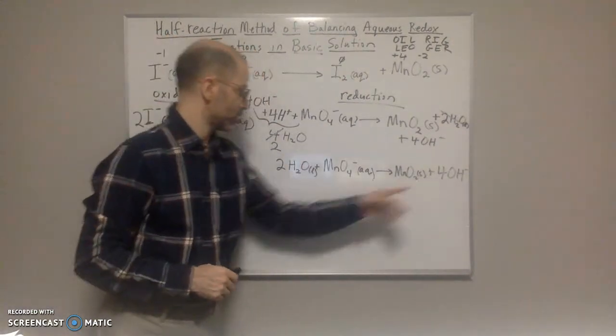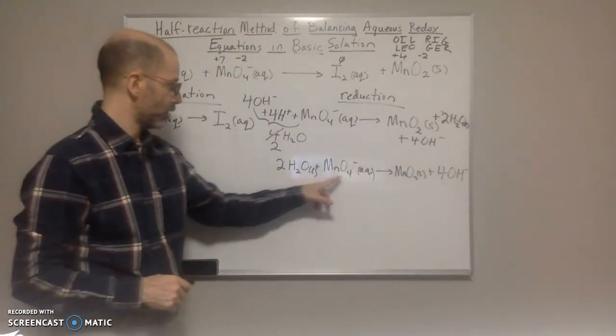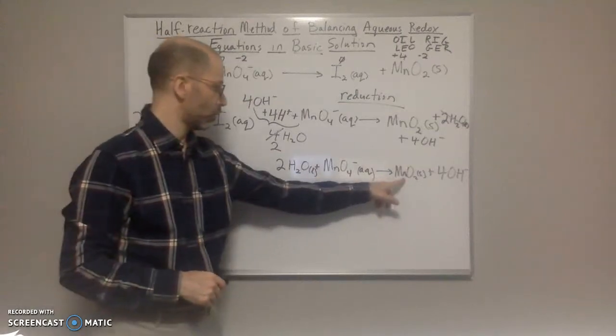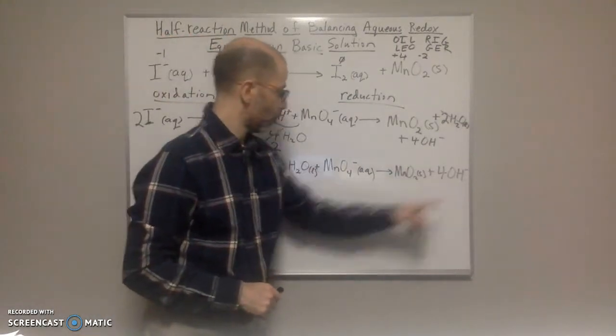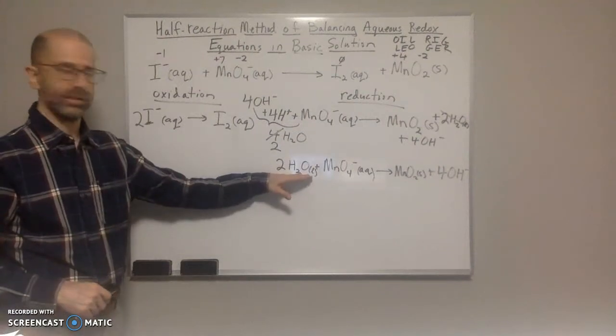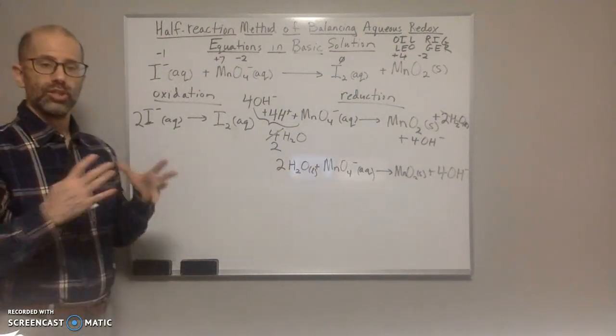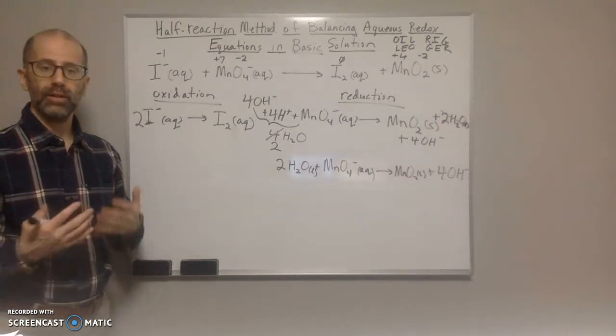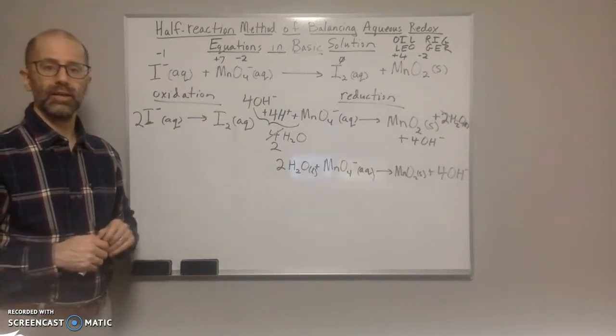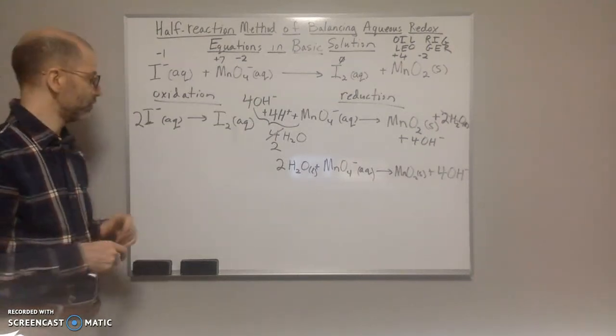So we have 6 oxygen on this side. We have 2 and 4, which is 6. We have 1 manganese, 1 manganese. We have 4 hydrogen, and we have 4 hydrogen. Okay, so this is now balanced. So we've balanced the number of atoms so far. We're obeying the law of the conservation of mass.